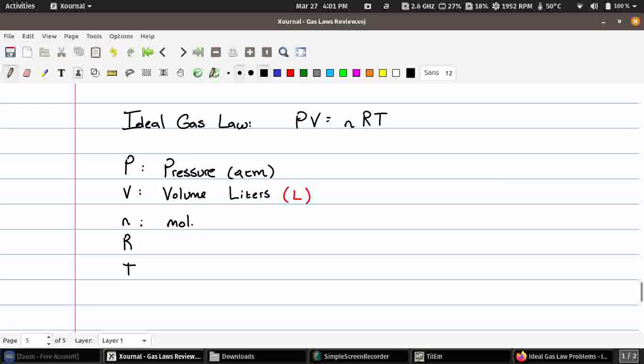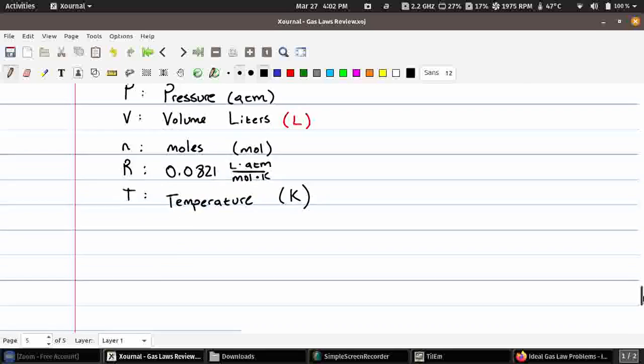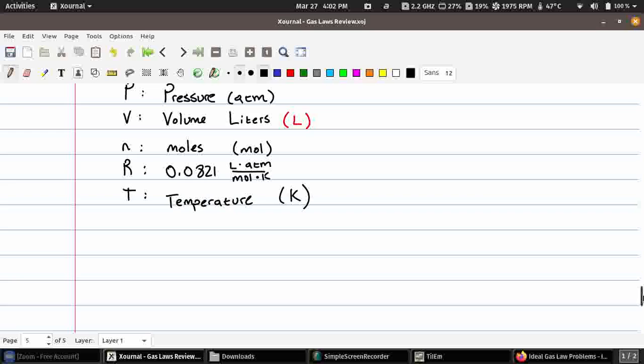N is moles, and that is just MOL. R is 0.0821 liters times atmospheres divided by moles times kelvins. And then lastly, temperature. So temperature must be in kelvins. If you're using any other unit besides the ones I just gave you, you're wrong. Alright, so how do we convert these?